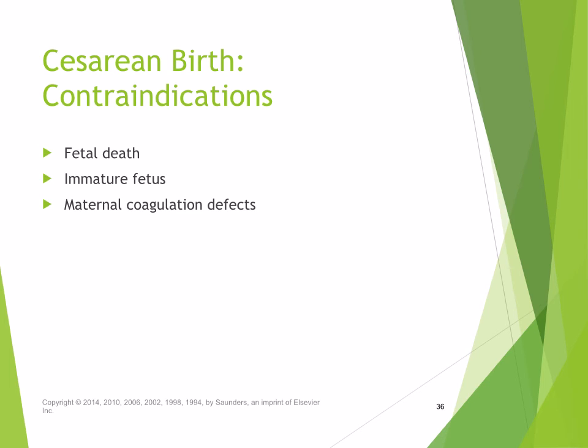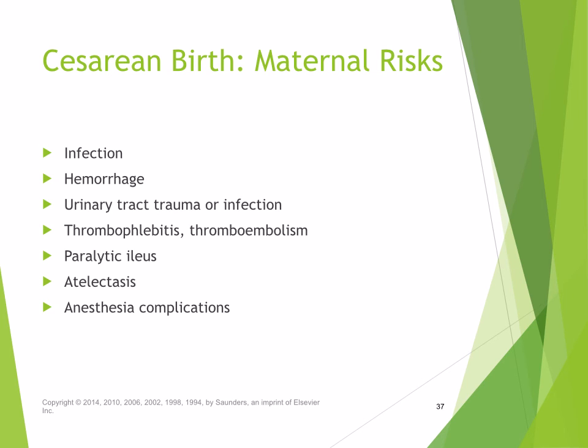Cesarean birth contraindications include fetal death and a highly immature or non-viable fetus, as well as any maternal coagulation defects. We want to make sure that we're assessing these patients for the risk of bleeding.